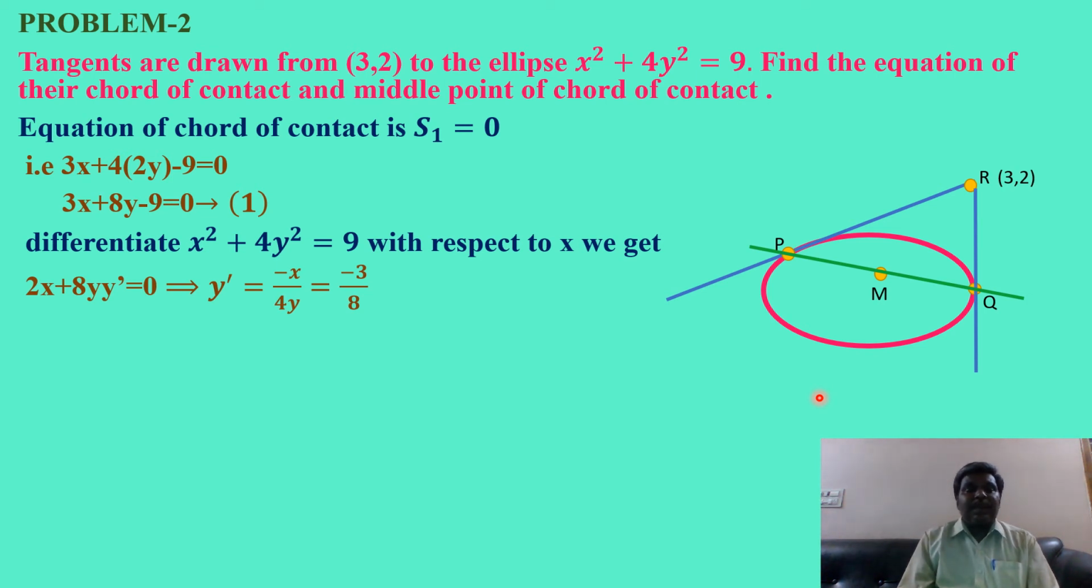I am going to equate that minus x by 4y to the slope of line 1, that is the chord of contact, equal to minus 3 by 8. So x by 4y is equal to 3 by 8. Cancel out the minus. From that you can easily write the value of x, that is equal to 3 by 2 times y. This is the relation between x and y. We have to solve this relation with the chord. Immediately we obtain the midpoint of the chord.